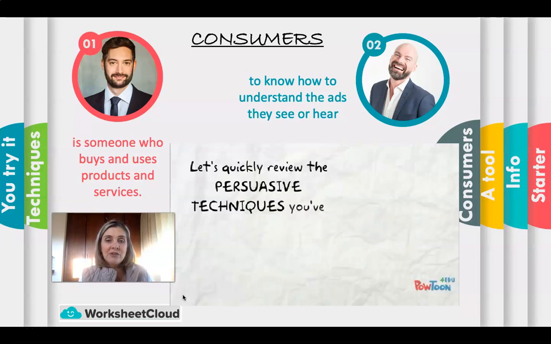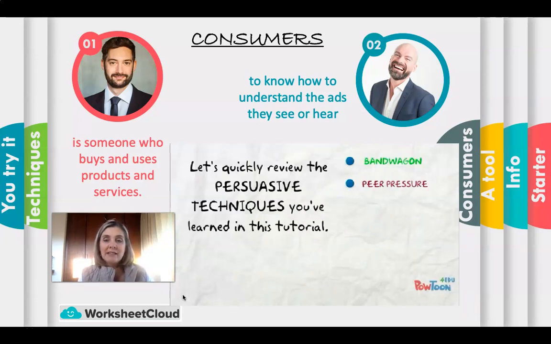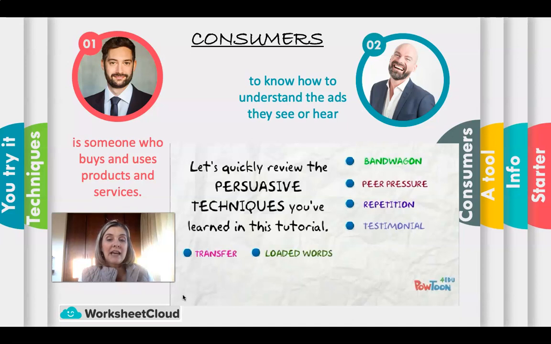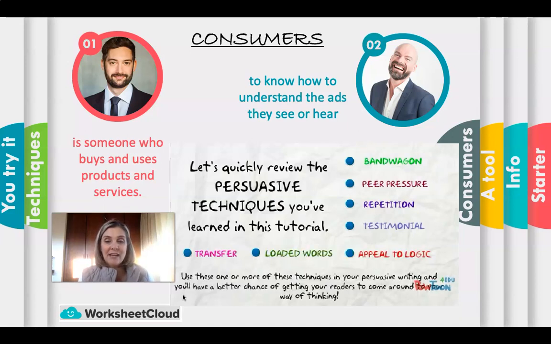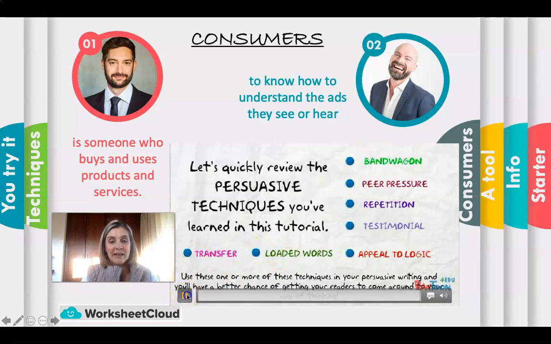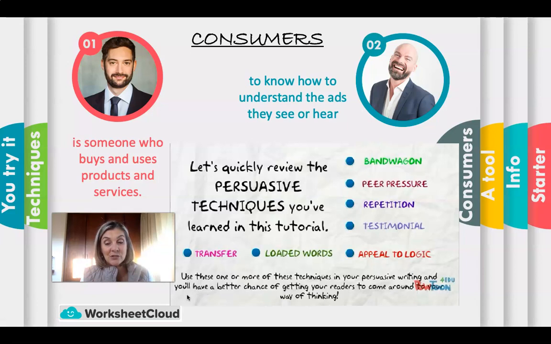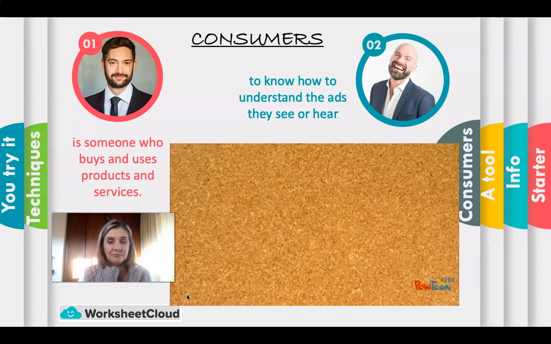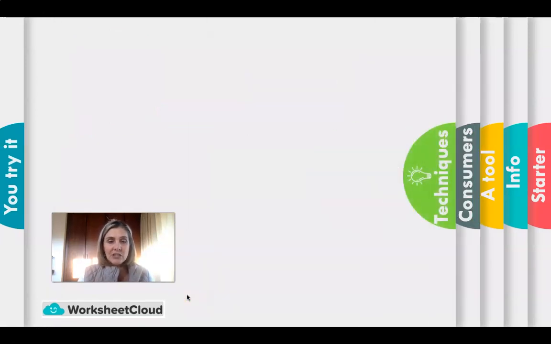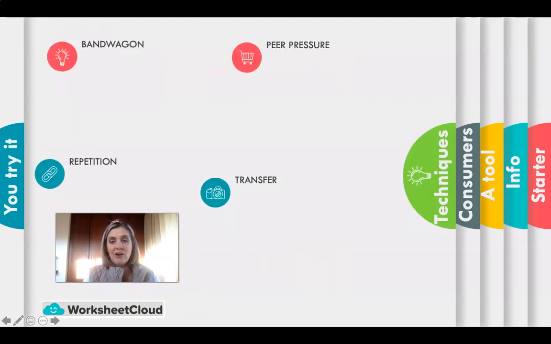So let's quickly review the persuasive techniques you've learned in this tutorial. Bandwagon, peer pressure, repetition, testimonial, transfer, and loaded words, and the last one, appeal to logic. Okay, so there we have it, grade 6s. I am going to go through it again because I know that was quite quick. So let's look at the next thing. Right, so here they are.